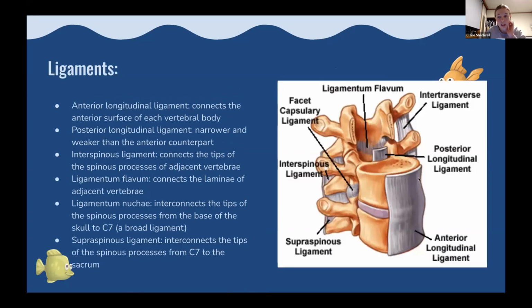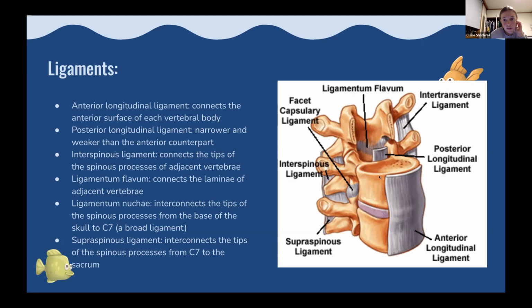Moving on to the ligaments. This anterior longitudinal ligament is, if you're imagining, at the front of your body and connects all the vertebrae along their anterior surface. And then this posterior ligament runs down the back of all the vertebral bodies. You have the ligamentum flavum running between the laminae of adjacent vertebrae. And I couldn't get the ligamentum nuchae in this photo, but it essentially connects from the base of your skull down to C7, and it's a very broad ligament.